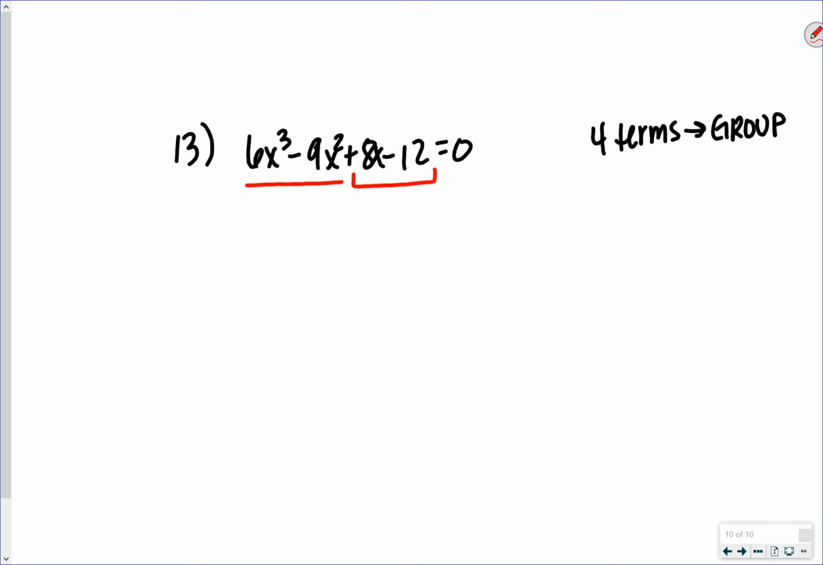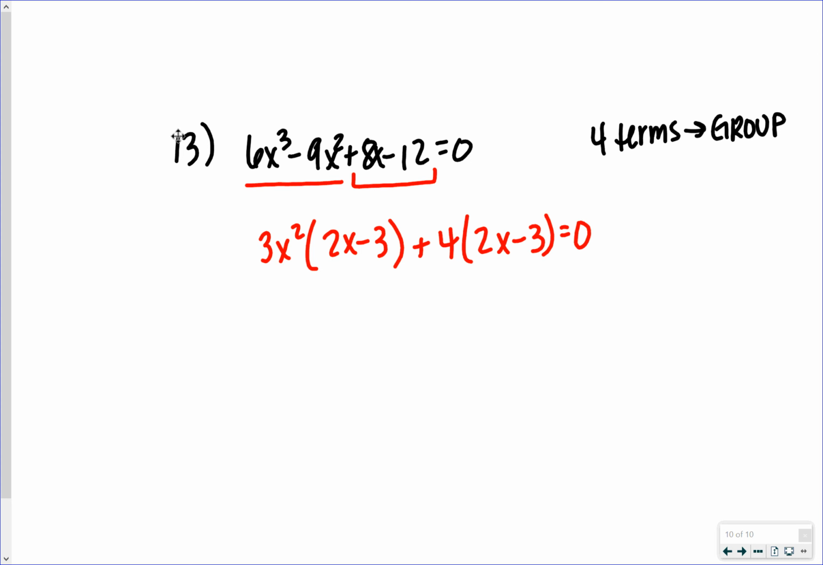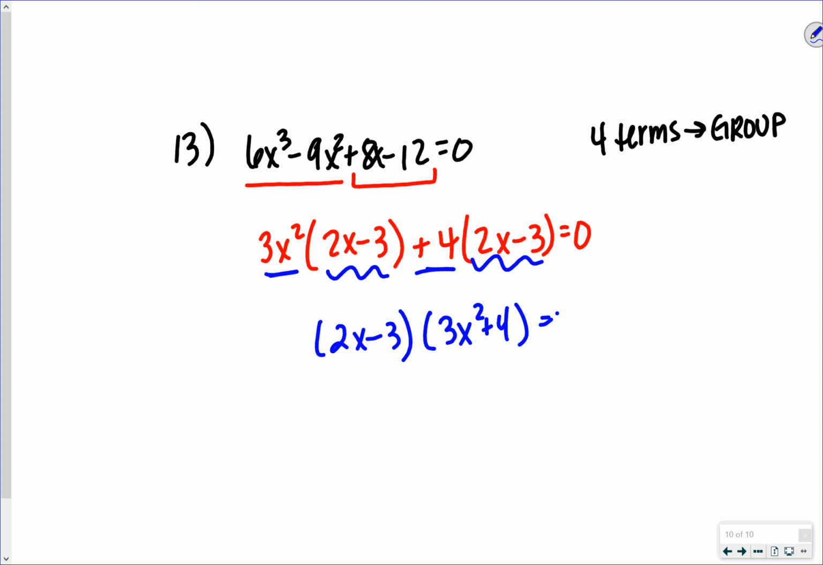First group, 6x cubed and 9x squared, they have a 3x squared in common. I'll be left with 2x minus 3. Second group, 8x minus 12 has a plus 4 in common. Take that out, I have 2x minus 3. Now, the factor that repeats is one of the factors. The coefficients are the other. Set it equal to 0.